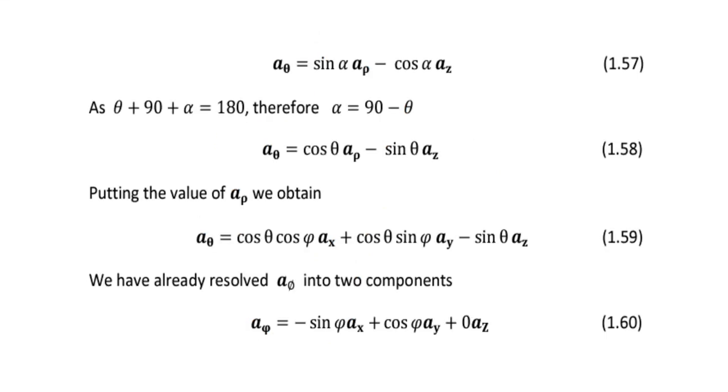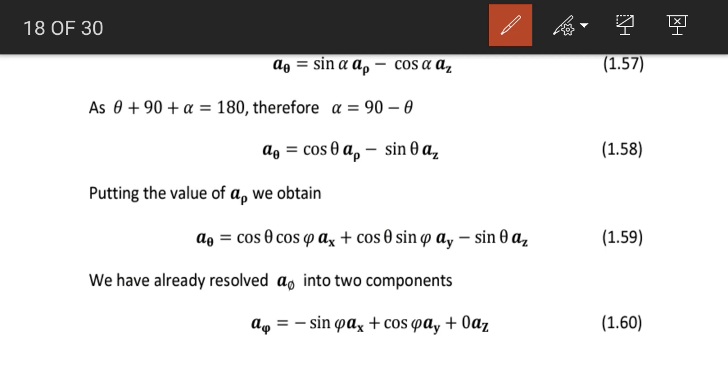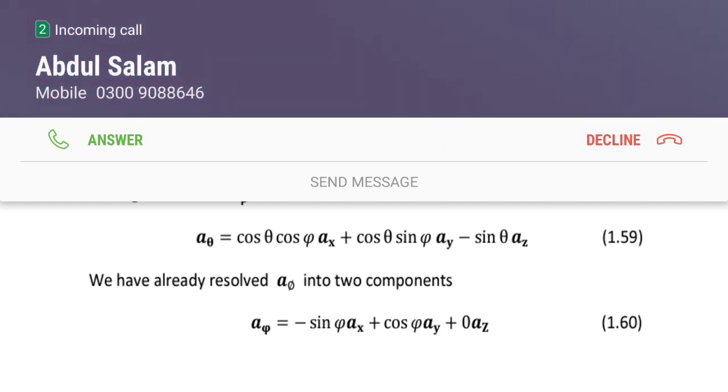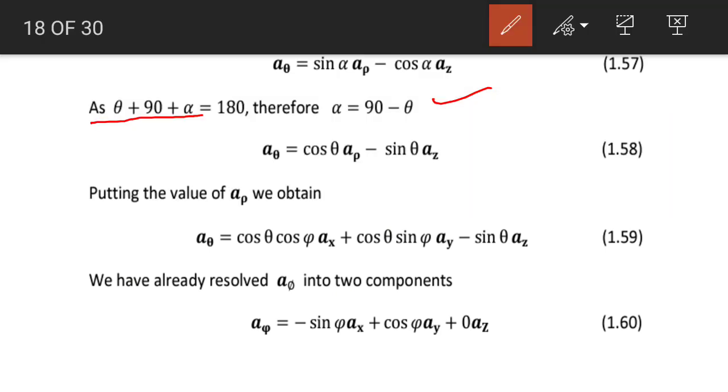So you see, theta plus 90 plus alpha will be equal to 180 degrees, and alpha will be equal to 90 minus theta. So we put the value of alpha in equation number 57. If we put the value of alpha in equation number 57, we get a theta, and a theta will be equal to cos theta a rho minus sin theta az.